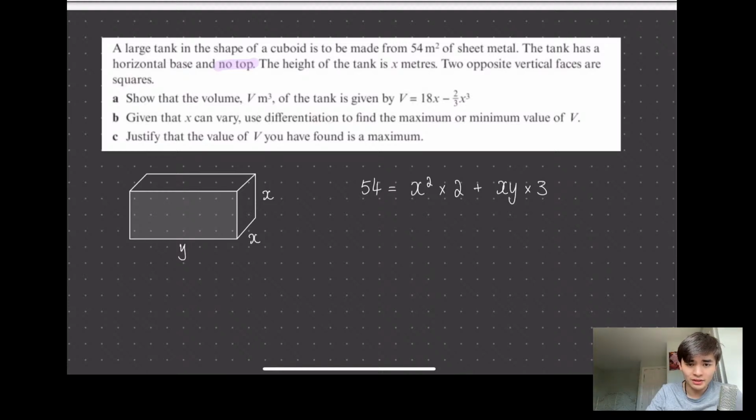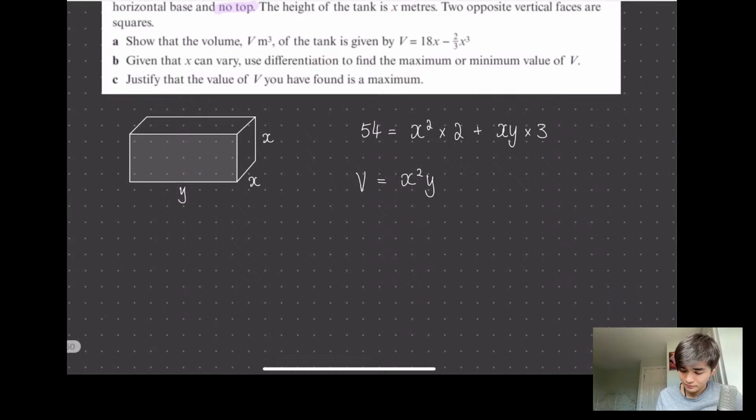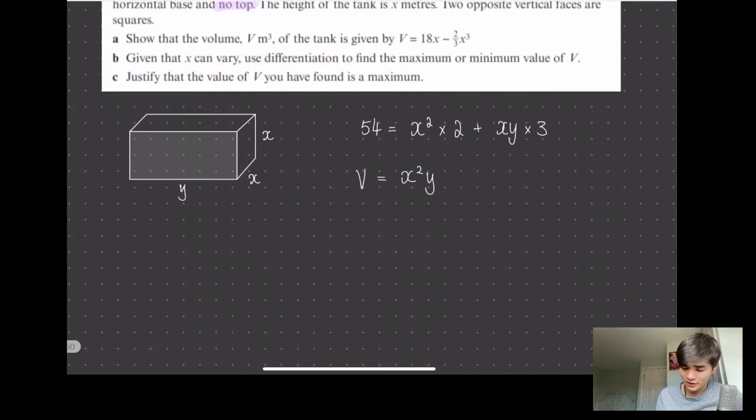So the next step is going to be relating together the volume and the area. We started off with this bit of information about the surface area of the tank. We need to relate it to what the question is actually asking for, which is a volume. So let's create a little formula for the volume. It's very easy. It's just a cuboid, so that's x squared y. And hopefully you can see where this is going.